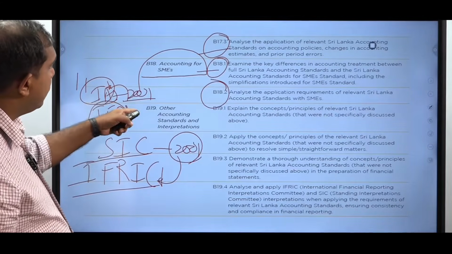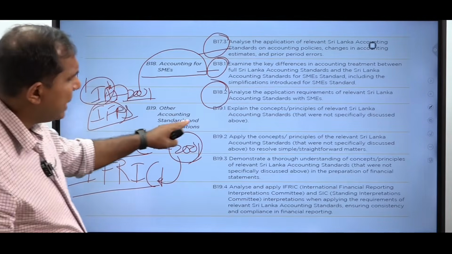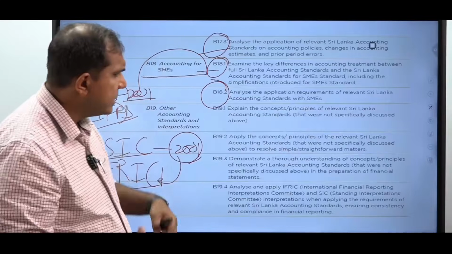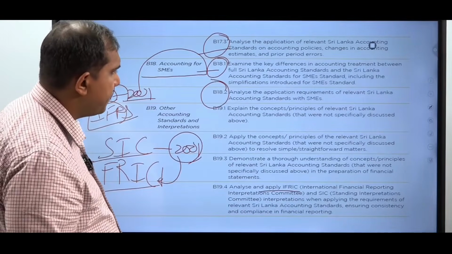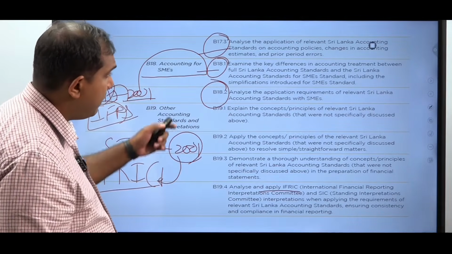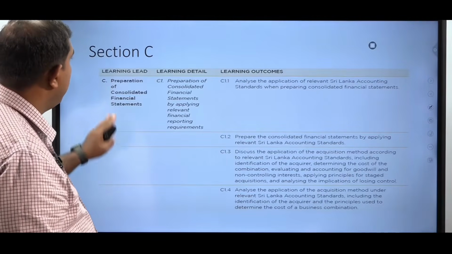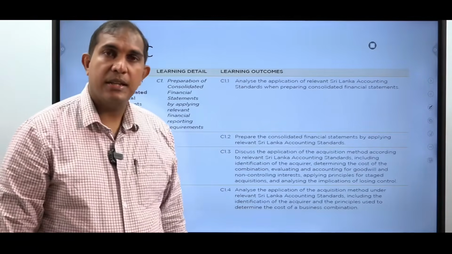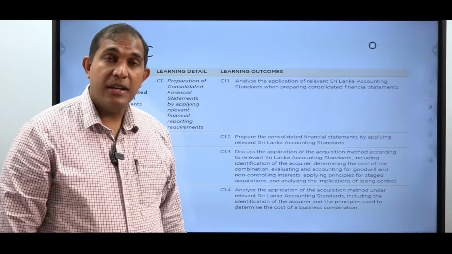Right. Now under B19, other accounting standards, there are some IFRIC interpretations. So we will be covering them. Then section C. Now we have covered section B.